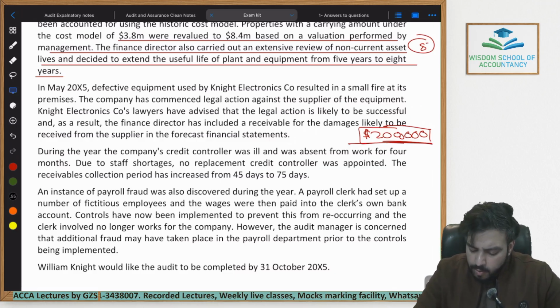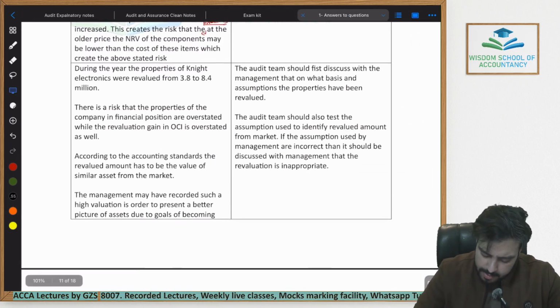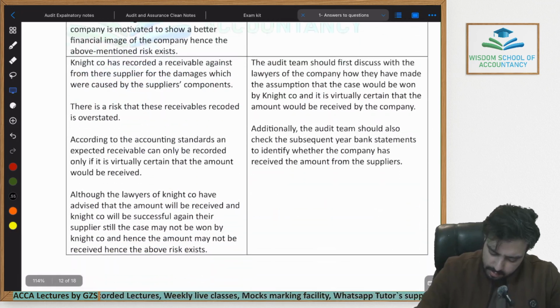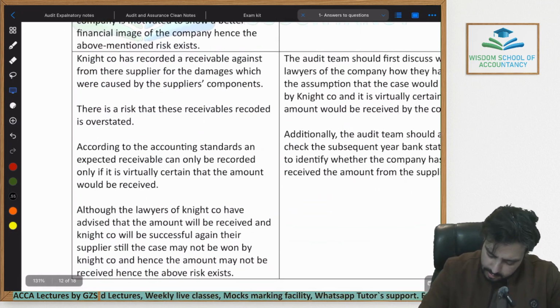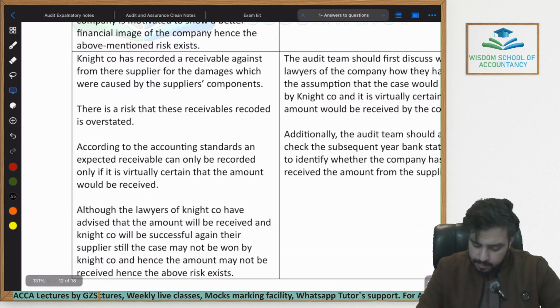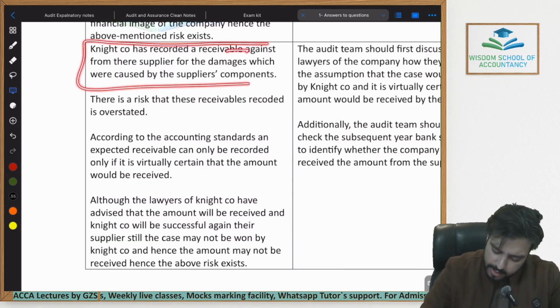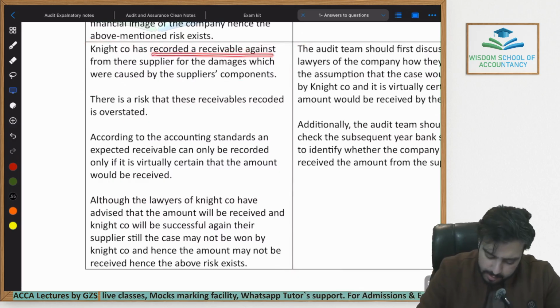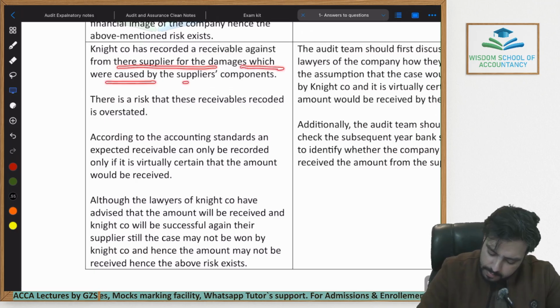Now, in order to answer this, obviously you will need to remember how we have identified these things. So this is the explanation. In the first paragraph, you always explain in your own words what the thing is that you're about to create the risk for. So I have written it down. Knight Corporation has recorded a receivable against their supplier for the damages which were caused by the supplier's components.